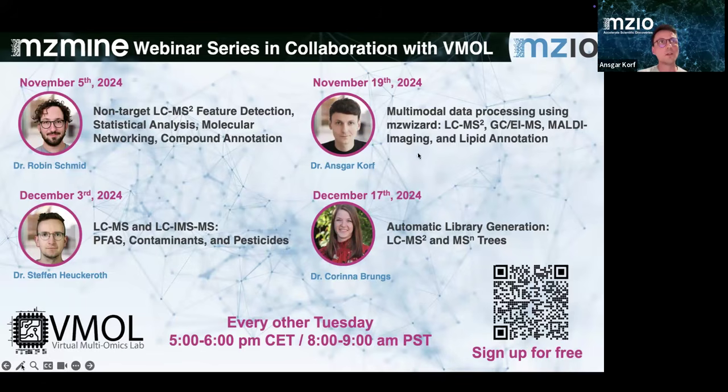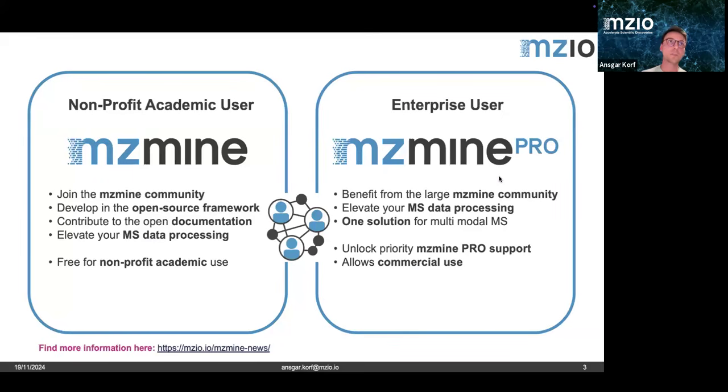We will have 2 more presentations in 2 weeks. Stefan will talk more on ion mobility and contaminants and pesticides. And also don't miss the last encounter, which will be presented by Corinna. There you can learn how to build your own spectral libraries with mzmine for LC-MS2 datasets, but also if your instrument has the capabilities, for MSn data.